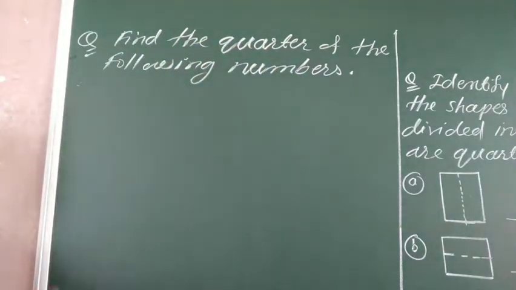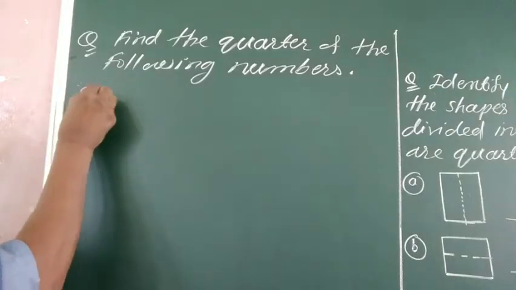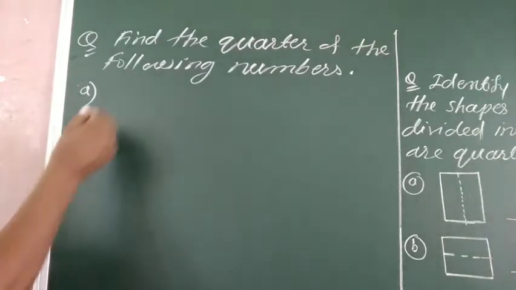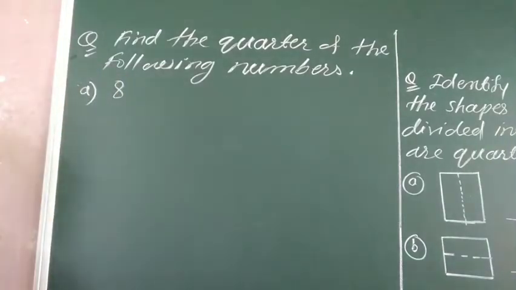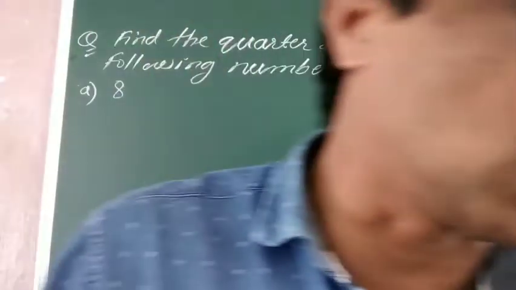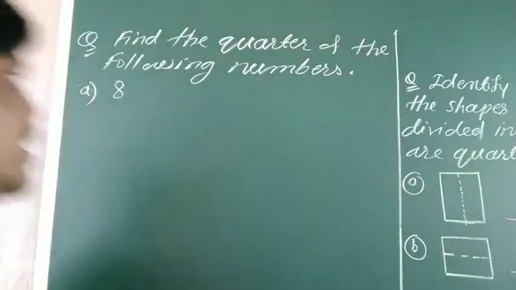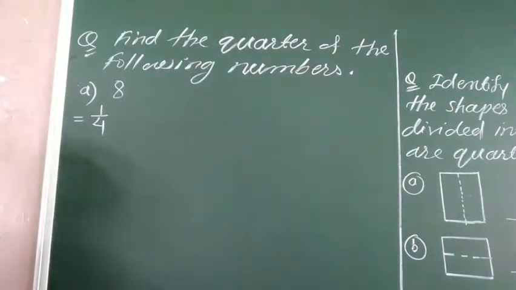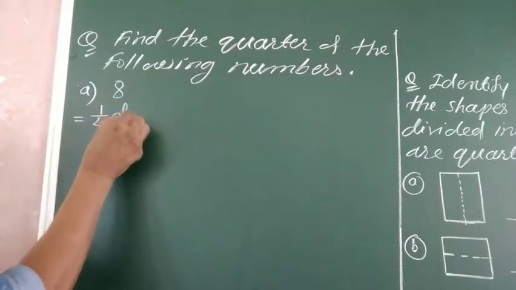अब आज की क्लास में भी हम यहाँ पर कुछ नंबर के जो क्वार्टर्स हैं, we will find out the quarter of some numbers here. So for example, first of all, find out the quarter of the following numbers. First example is 8. Now here we have to find out the quarter of 8. So see, quarter means what? It is one part out of 4 equal parts. So 1 by 4 is quarter of 8. This is the first step.